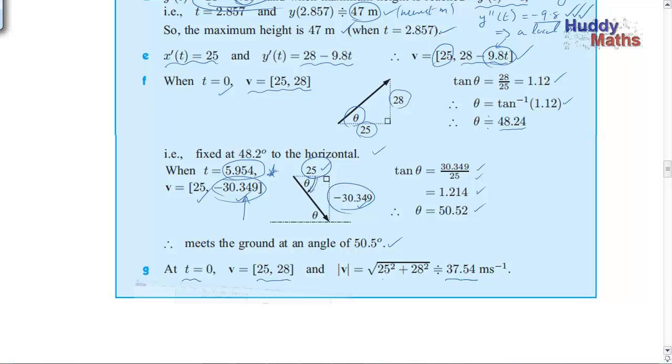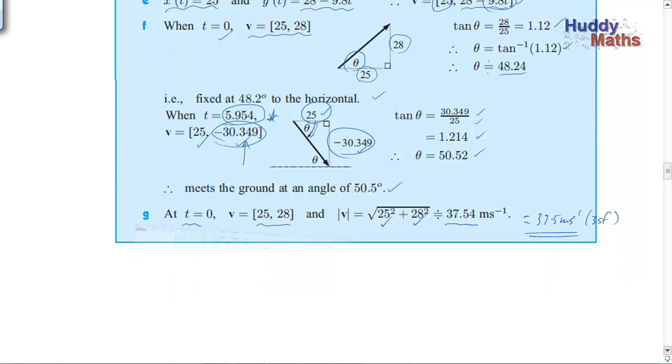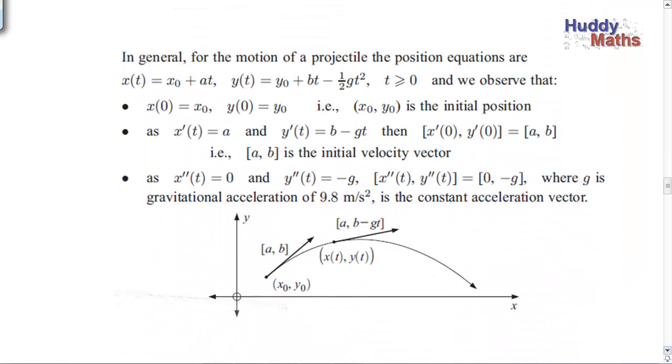The speed is the square root of the x component squared plus the y component squared for that velocity vector. So we usually put, you can use that symbol as well, 37.5 meters per second, and we usually use 3 significant figures by convention in this subject. All right, so look at the sort of things we can say about projectile motion. That's fantastic. So let's actually summarize that now and have a look down here.